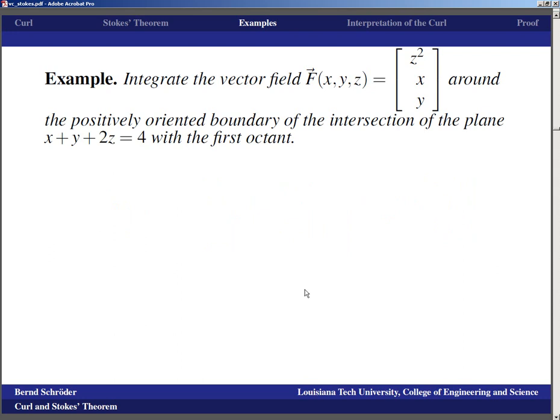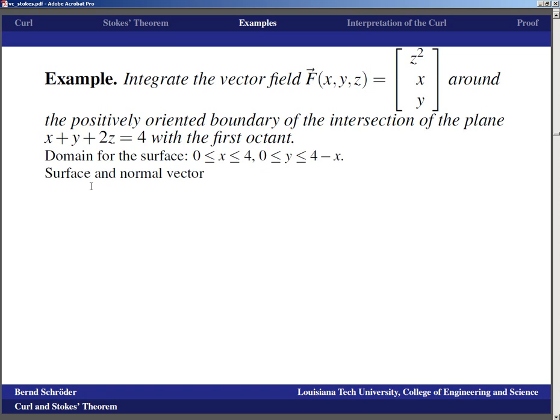And if we now want to integrate over that boundary, then we need the domain for the surface. The surface can be written as z equals f of xy. If we write down the xy domain, x goes from 0 to 4, and y, since we're looking at z equals 0 here, can only go from 0 to 4 minus x. The surface of x and y is xy, and then I solve for z, I get 4 minus x minus y divided by 2, which is 2 minus x plus y over 2, if you want to write it like that.